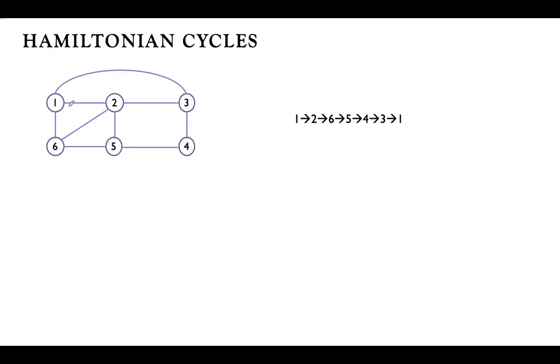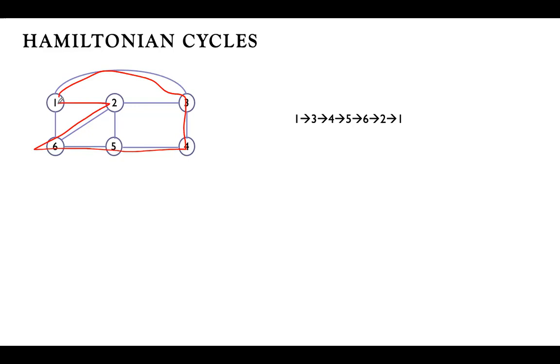And one more cycle you can see. 1, 2, 6, 5, 4, 3, and then again 1. Okay, this is one more cycle. See, you should not come from 3 to 2. Each and every vertex we have to travel only once. Okay, so this is one more cycle. And this one, 1, 3, 4, 5, 6, 2, 1. Okay, this is another cycle.